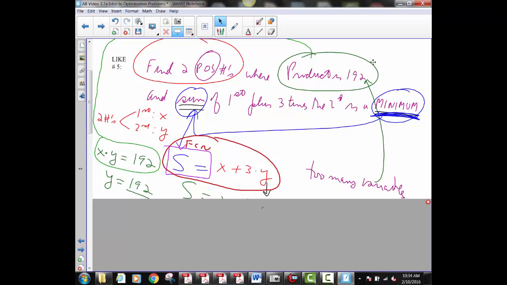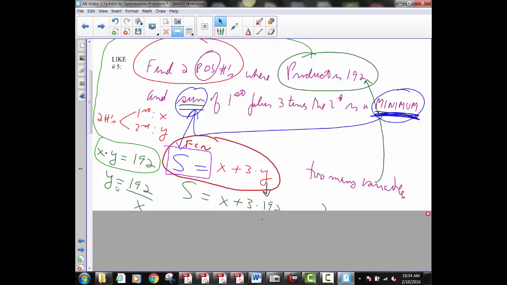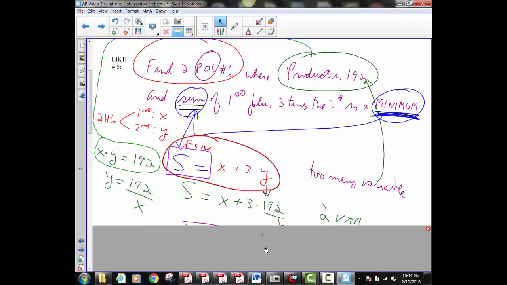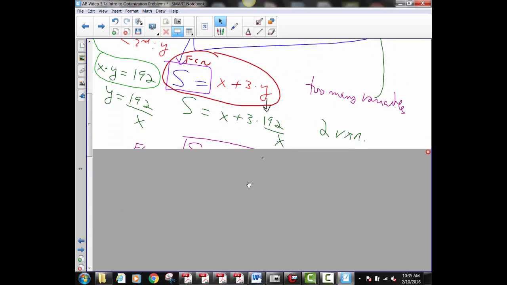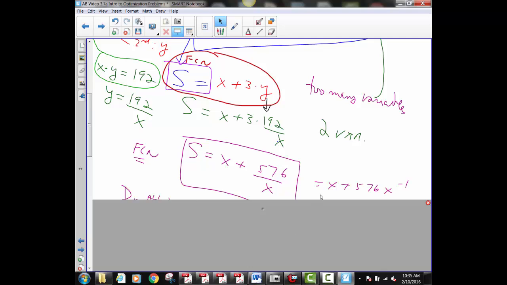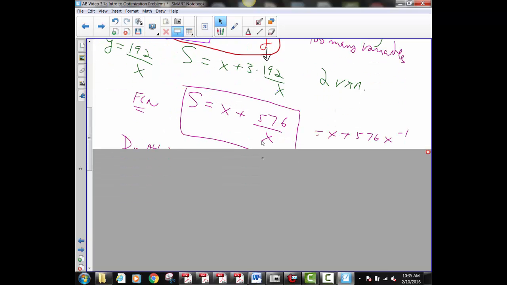That's why they gave you this piece of information. By telling you the product of the two numbers, which I've called x and y, is 192, then this is your call. You can either isolate x or isolate y here. I decided to isolate y. So y is 192 over x, and then I can come back over here and replace y by 192 over x. So here is my function. That's going to be the most important thing: can you come up with the correct function.